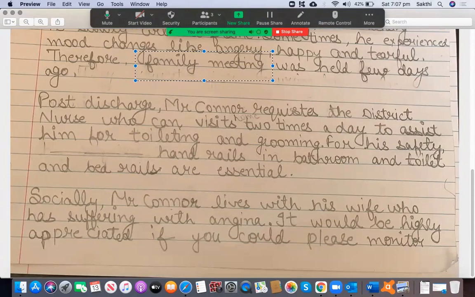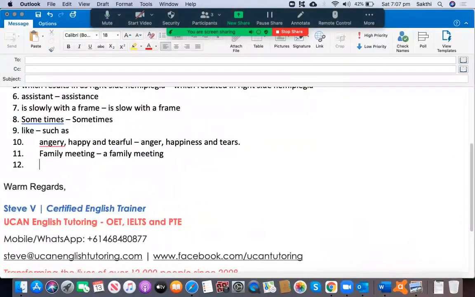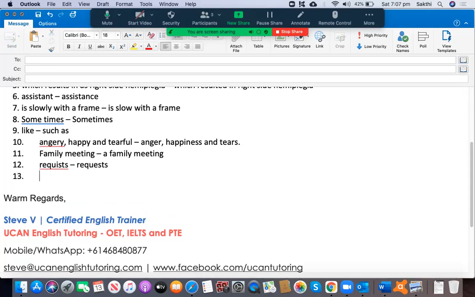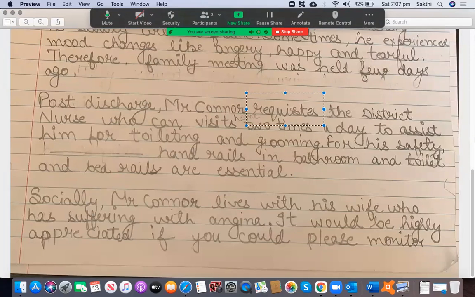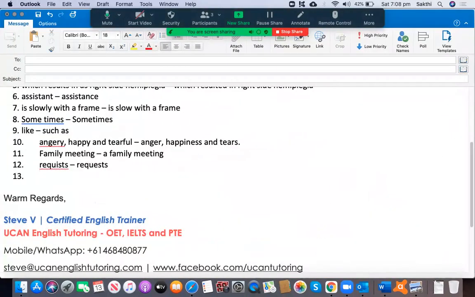Post discharge, Mr. requests the district nurse. It's not "requests" with an I. This is a spelling mistake. So you have said R-E-Q-U-I-S-T-S. That's wrong. You've got to use R-E-Q-U-E-S-T-S. Request something. Okay. Request the district nurse who can visit. Okay. After "can," we should not use verb plus S. Remember that. After can, "who can visits" is wrong. Who can visit.